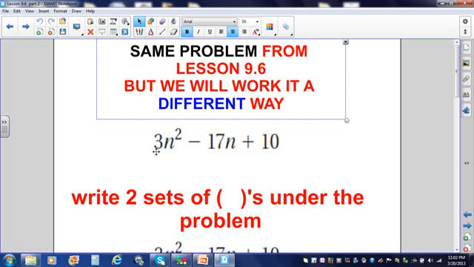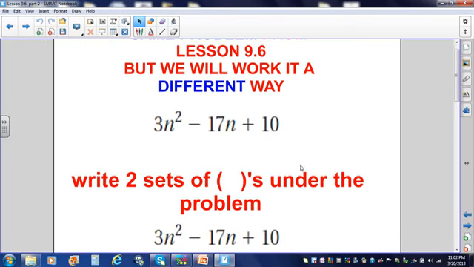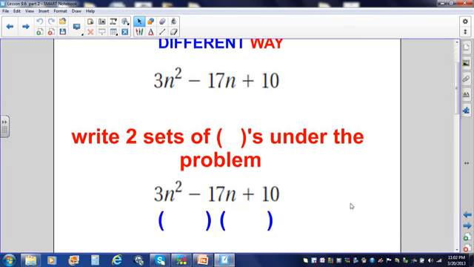Alright, so let's get to it. Write down the same trinomial that you should have written down yesterday that I know all of you did. Excuse me, something in my throat. Please write down 3n squared minus 17n plus 10. Remember, same problem, different way. First thing we're going to do, write 2 sets of parentheses under the problem.